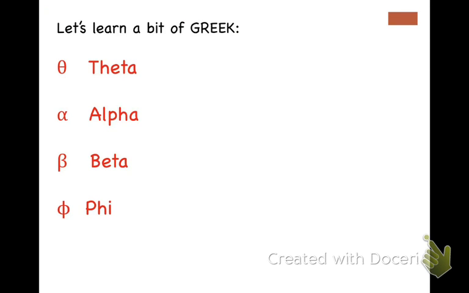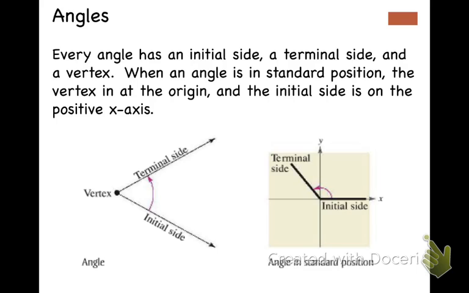When we do our trigonometry, we usually like to use Greek letters to represent our unknown angle values. So theta, alpha, beta, and phi. So if you see these, they are just representing missing angle values or unknown angle values. But we're going to start first by talking about how to draw the angle.